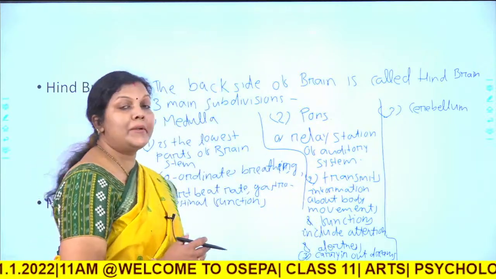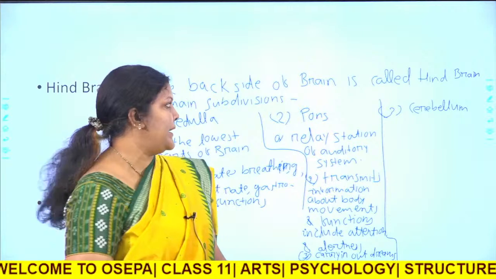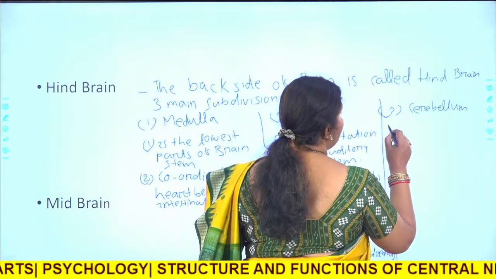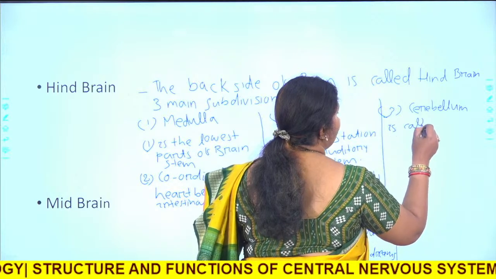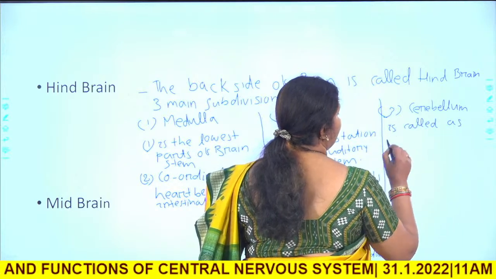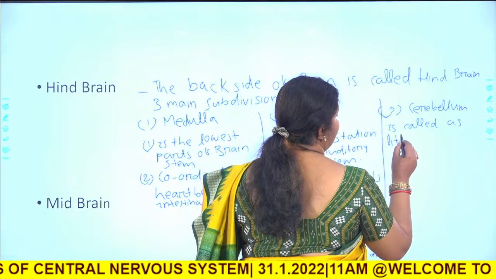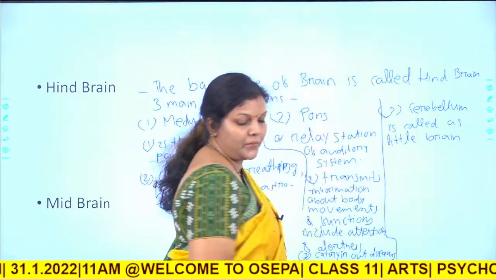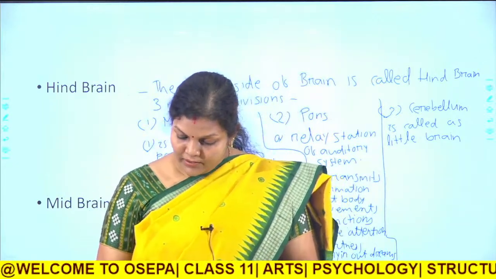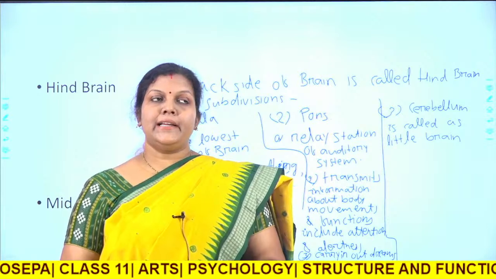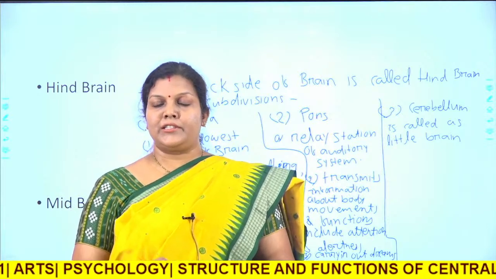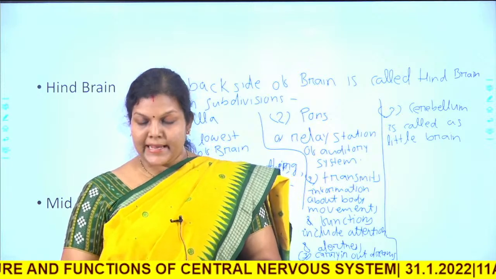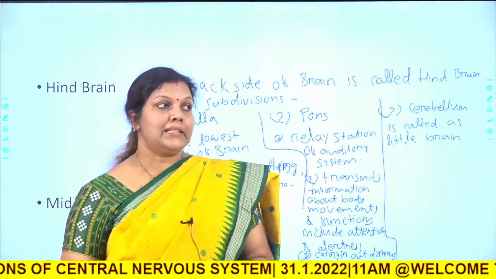Next, come to the cerebellum. It is also known as the little brain. Very often it is called the little brain. Its functions include motor coordination, which is possible by this, and it maintains body balance and posture.